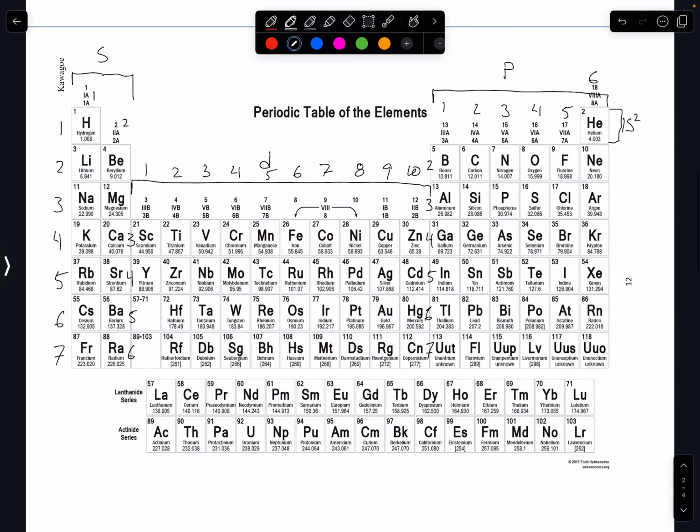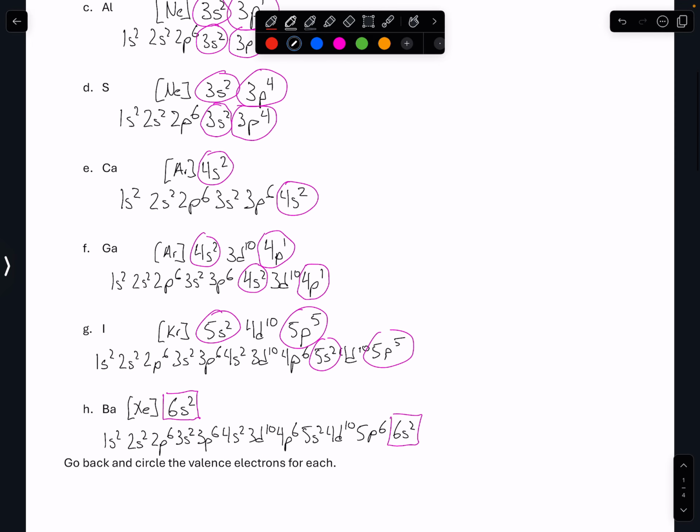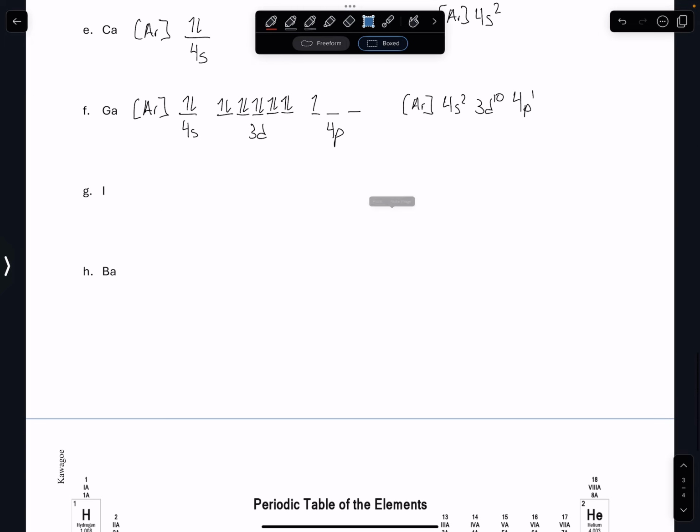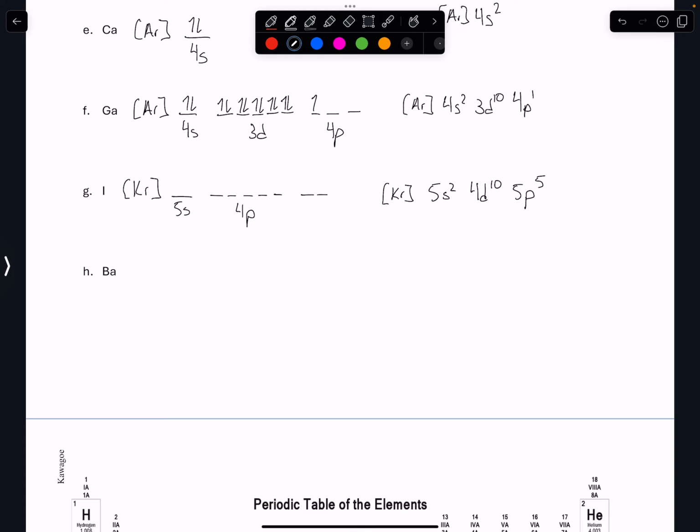All right, now iodine. Come up here. If you missed all of these, watch the previous video. Worked through them all, albeit somewhat quickly. Get rid of these extra boxes, extra circles. Okay, so for iodine, krypton, and then we have a 5s, and a 1, 2, 3, 4, 5, that's 4p, and 1, 2, 3, that's 5p.